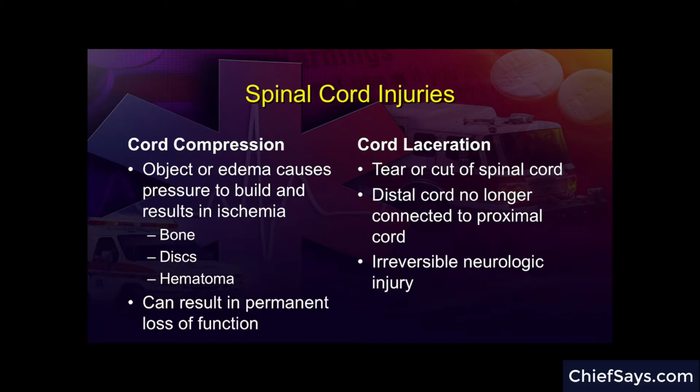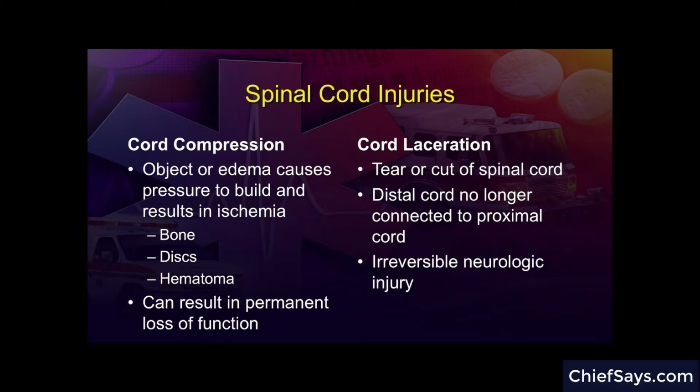Cord compression occurs, as mentioned before, when there's some type of pressure being put on the cord. And the spinal cord is made up of neurons and axons transmitting nerve impulses up and down the spine, ascending and descending. And so any impact or pressure on the cord is likely going to result in dysfunction of the cord from the point of injury.